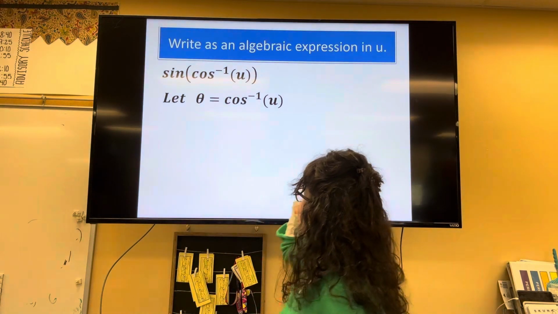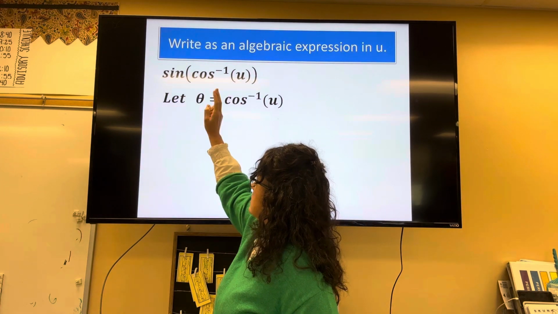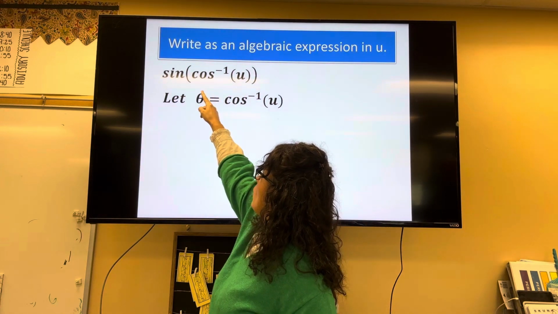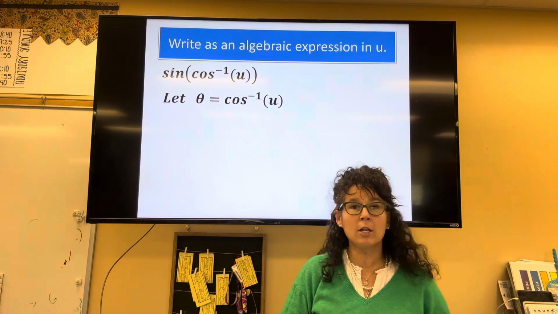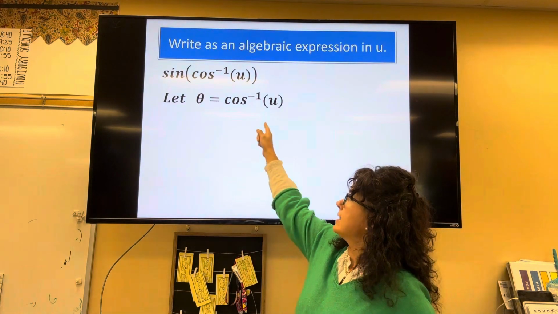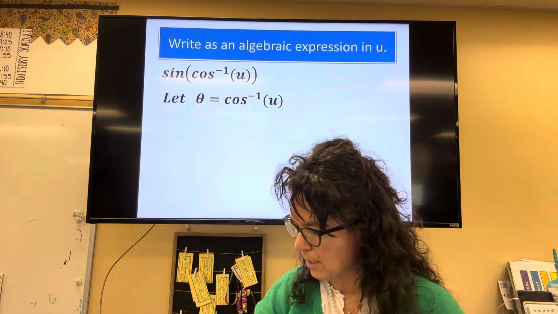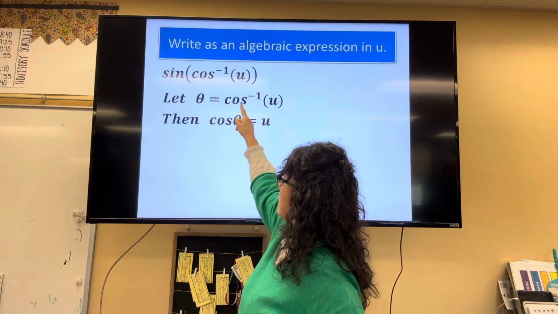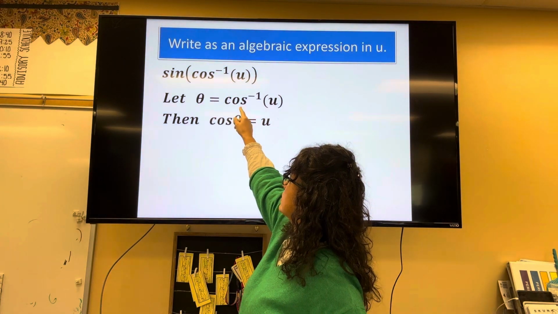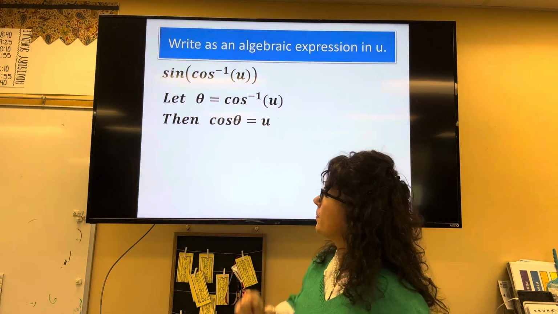I take and just say specifically that what's inside parentheses is an angle measure, so I'm calling that theta. If I take the cosine of both sides, then I'm gonna have the cosine of theta, and cosine of cosine inverse is gone, so just u.